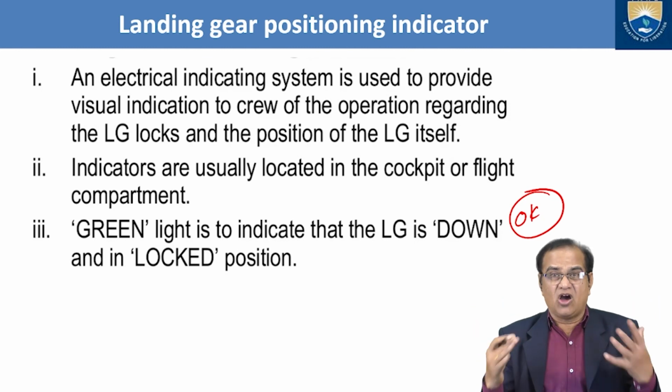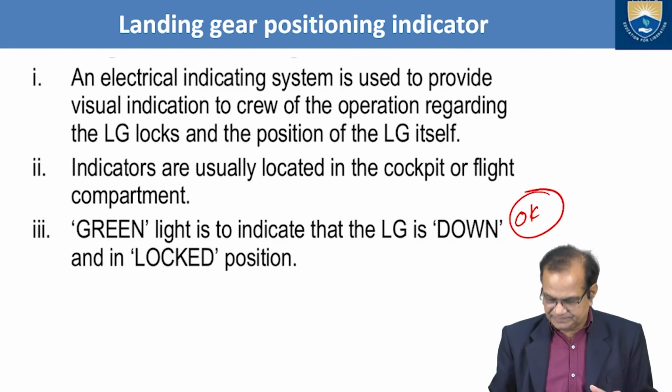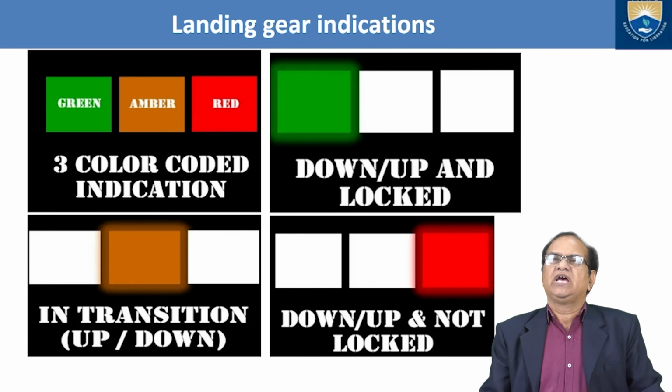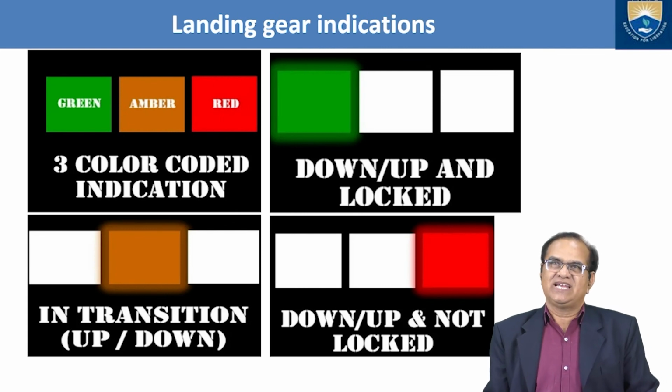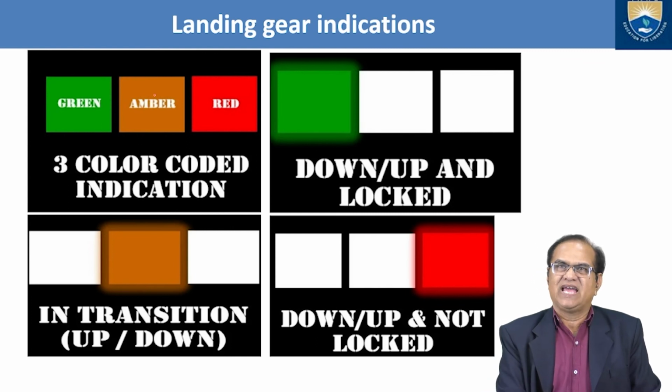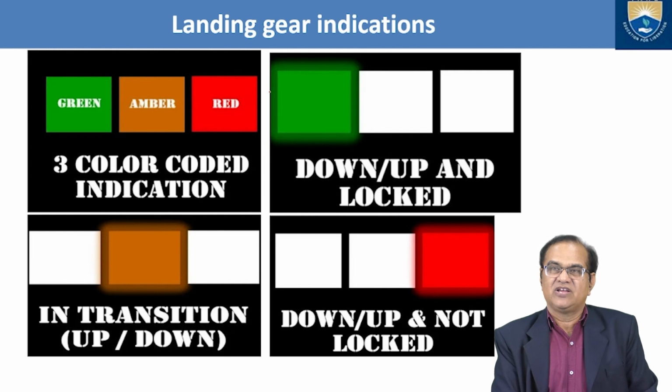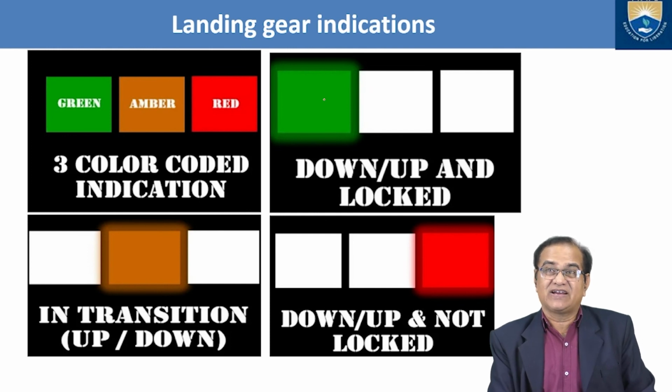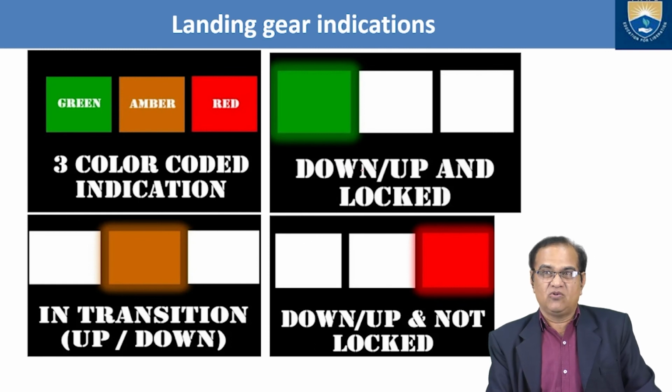Means down and locked, then you will get a green light. Here you can see the landing gear indication positioning. We have three color-coded indications: one is green, another is amber, another is red. If you are seeing the green, it means everything is fine. Your landing gear is down or up and it is locked.